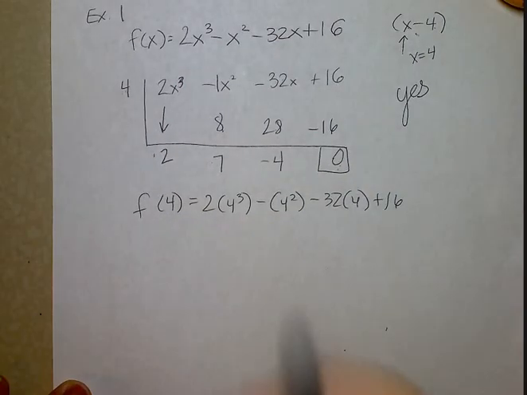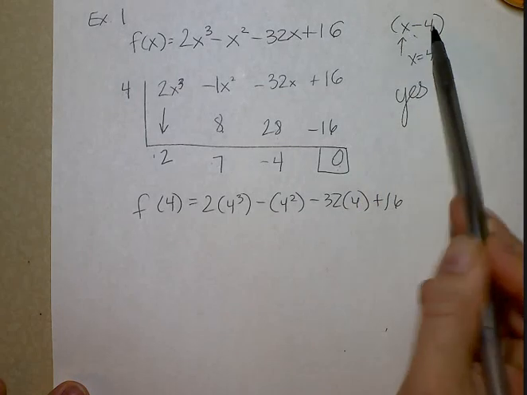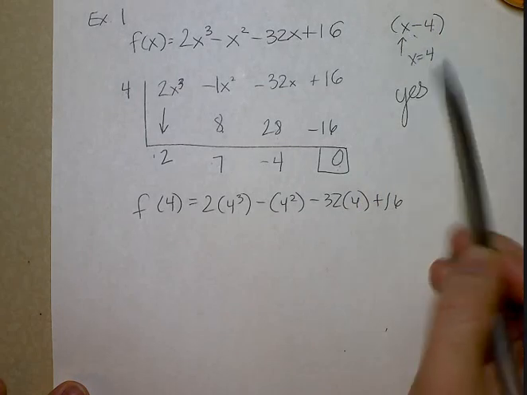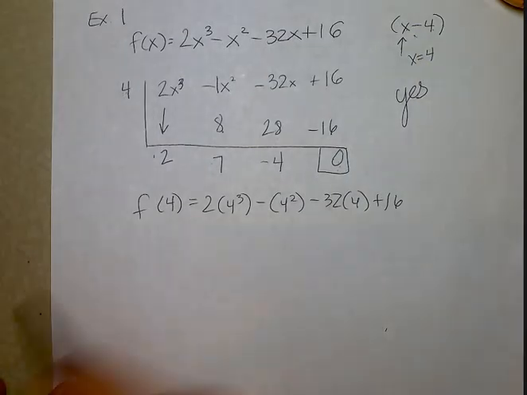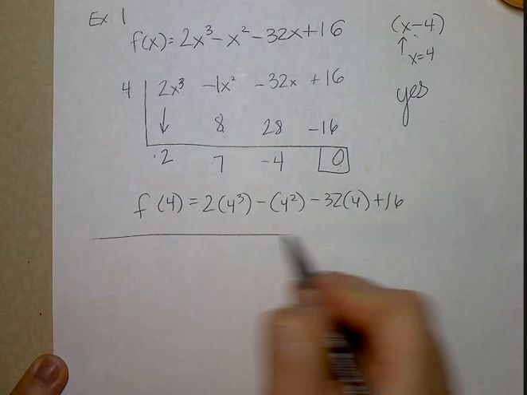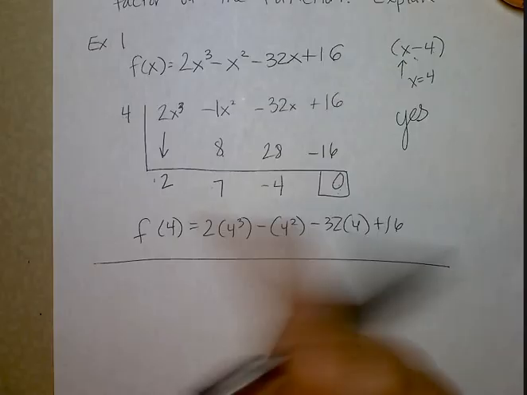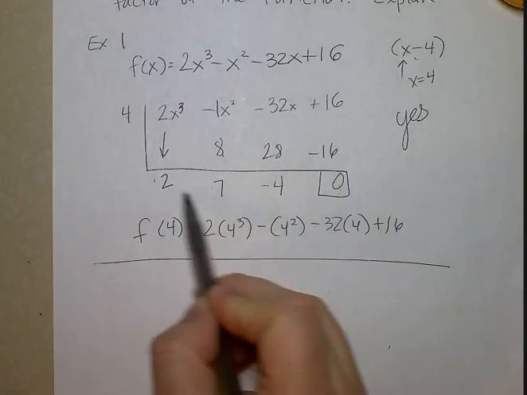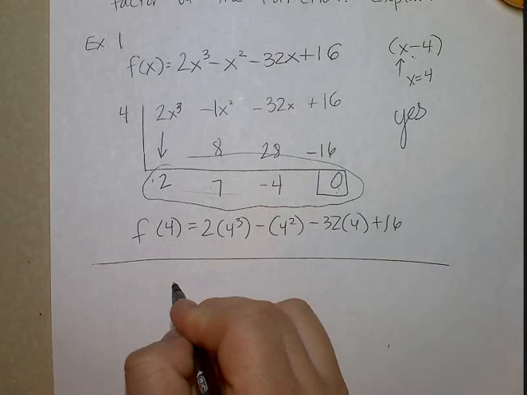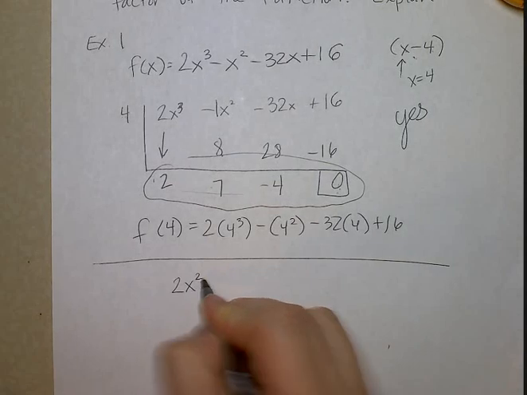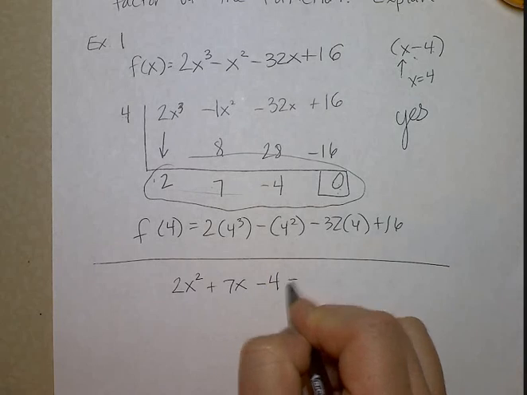So once again, I know that this is a factor because I tested x equals 4, which would be the real solution. If this is a factor and it shows that it works, and I used 2 different methods. The second part of this problem says, hey, if this is a factor, then I want you to find all the other factors. So I'm going to take this portion and I'm going to write it as a trinomial. 2x squared plus 7x minus 4 equals 0.